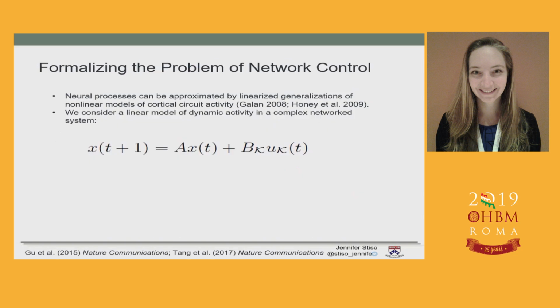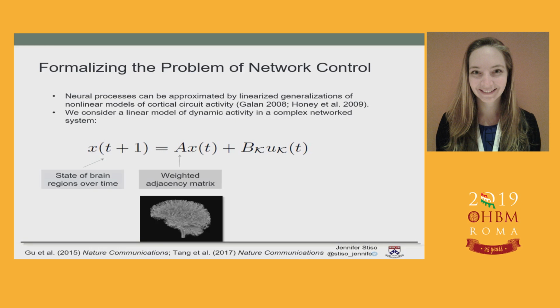The candidate model that we're using comes from network control theory. Given that neural processes can be approximated by linearized generalizations of nonlinear models, we can then use network control, which essentially stipulates a linear model of how dynamic activity propagates along a complex network system. And this is the model up here. It incorporates the state of the brain in a vector x. So this is your activity. Whenever I'm talking about brain states, think just pattern of activity. It could be BOLD, it could be ephys, it could be whatever.